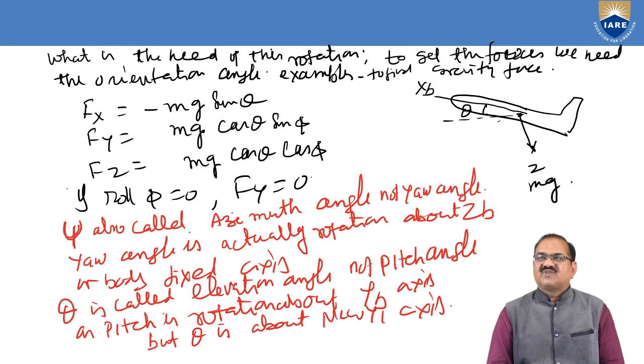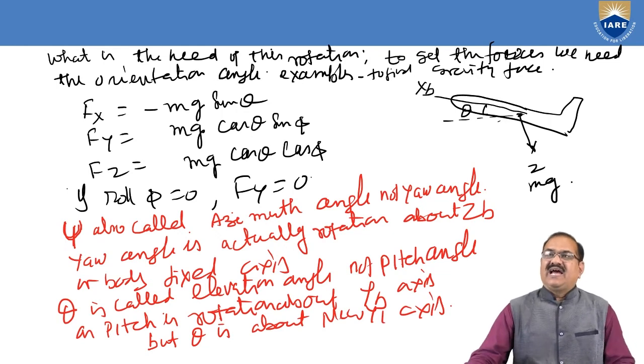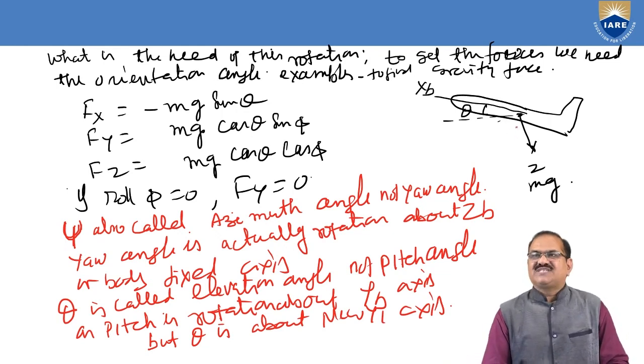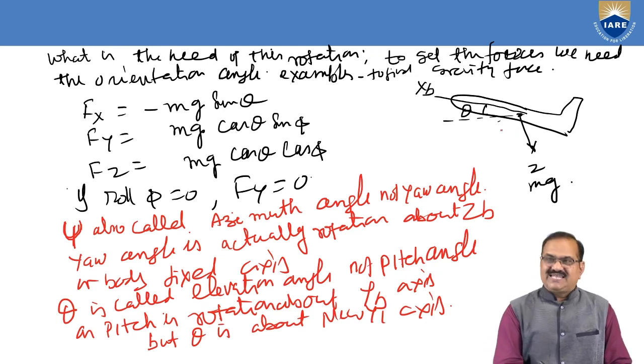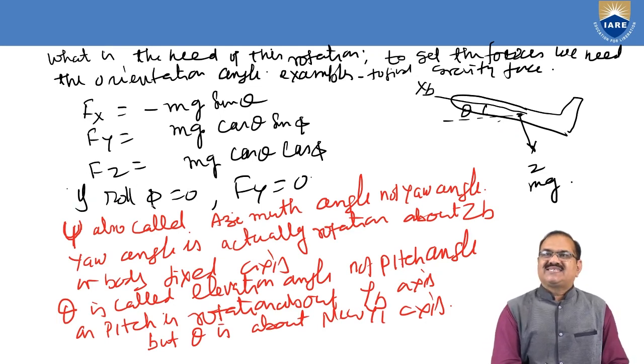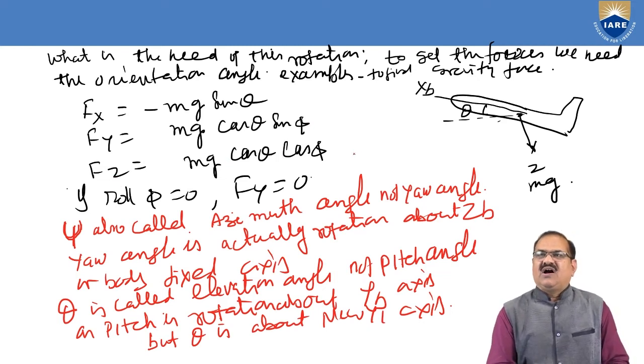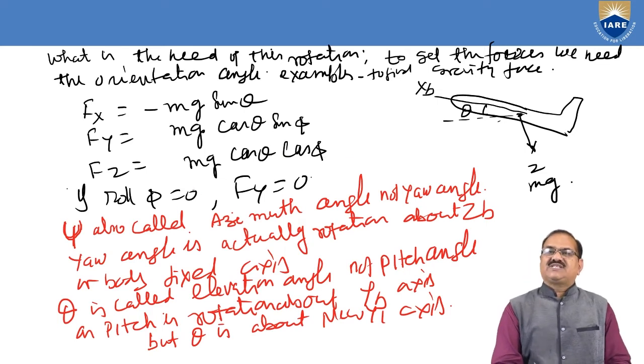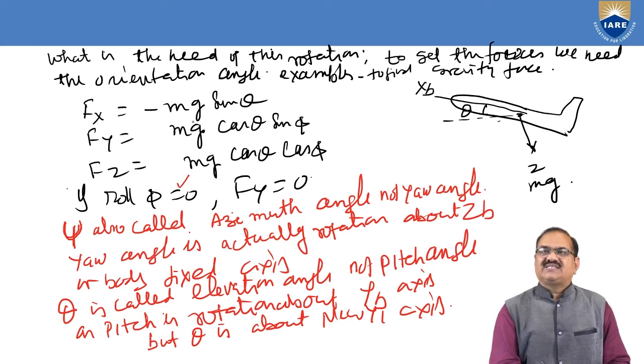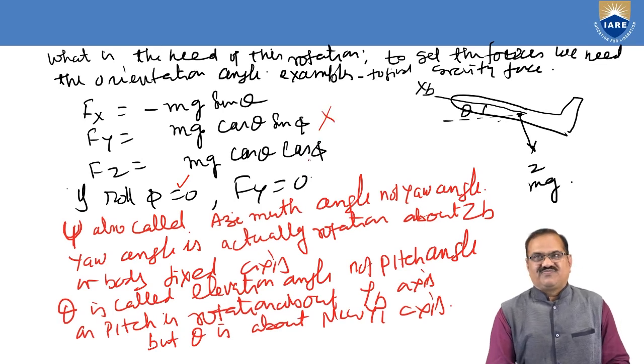For example, for gravity, if the force is gravity, here we can say that Fx is equal to minus mg sine theta, and Fy is equal to mg cos theta sine phi, and Fz is equal to mg cos theta cos phi. If phi is 0, then this Fy will be 0. If you make theta here 0, then there will not be any Fx.